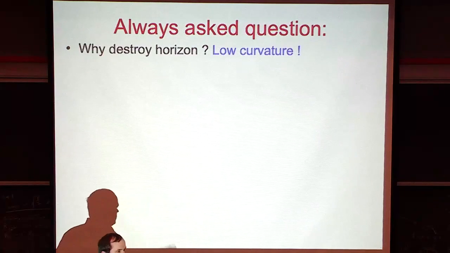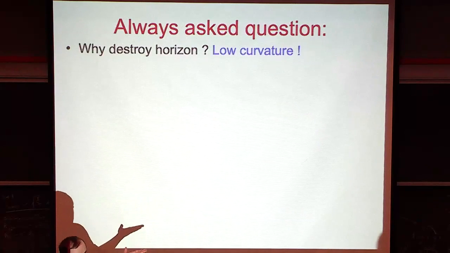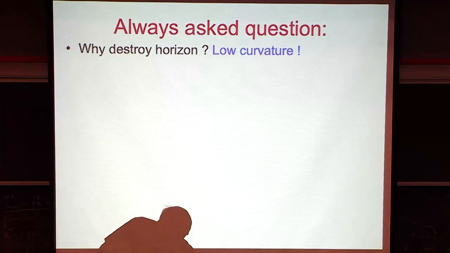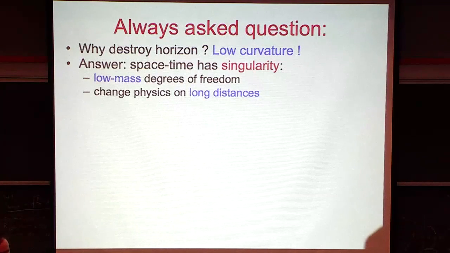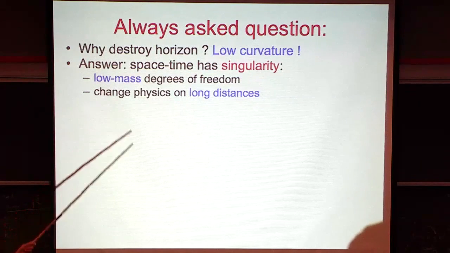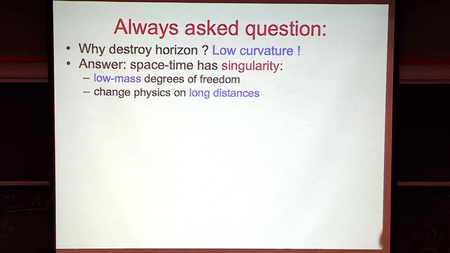Now people always ask the question, why do you want to destroy the horizon? The horizon has low curvature. I can go there drinking my coffee. What's the mechanism for destroying the horizon? The answer which I always tell is that, in this example, the space-time solution has a singularity. It happens to be behind the horizon, but I don't have any Bible telling me that, because the singularity is behind the horizon, it should be holier than singularities which don't have a horizon.